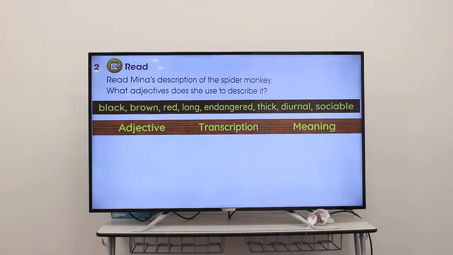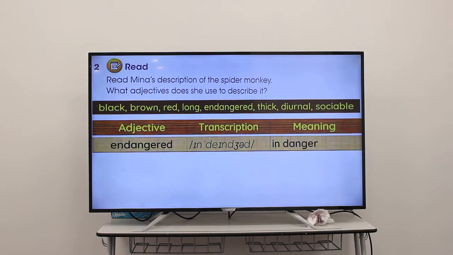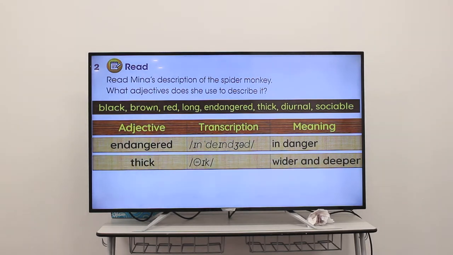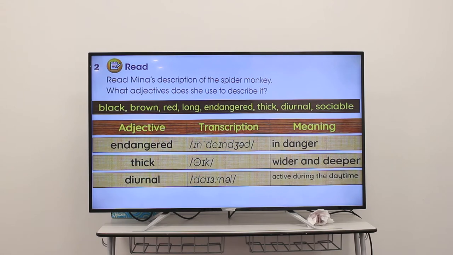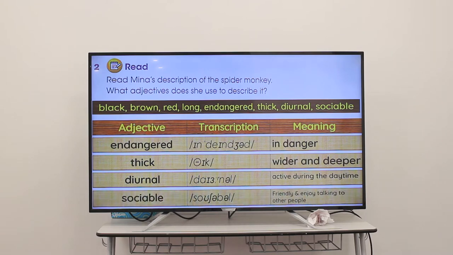Okay, now we are going to deal with every adjective and its meaning. Endangered. Endangered means in danger. Thick means wider and deeper. Diurnal means active during the daytime, and sociable means friendly and enjoying talking to other people.